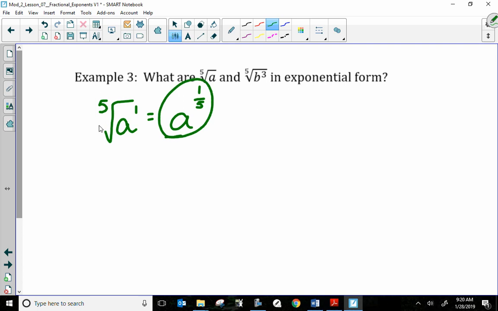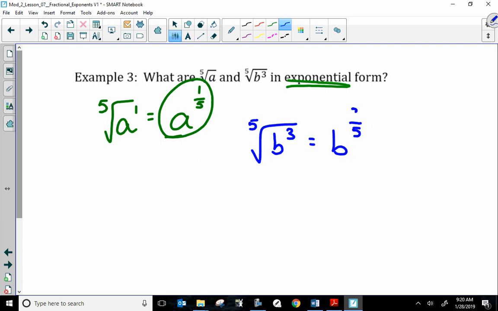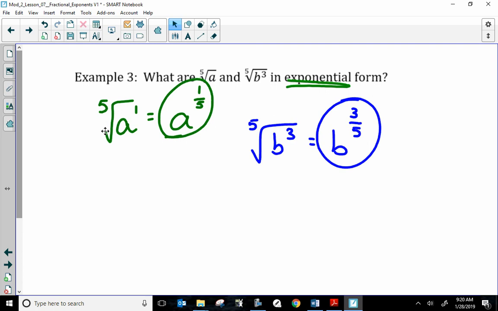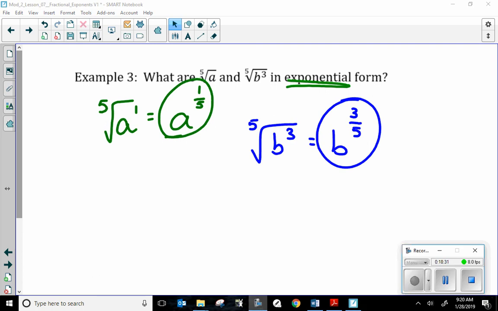Exponential form. That is a form with an exponent, not a radical. That's what this means, exponential form. I want an exponent, not a radical. All right, so let's do this. The 5th root of b cubed. Top down, bottom out. The bottom is my 5. The top was my 3. Done. You're smart. You are smart. All right, let's go on to the next one.